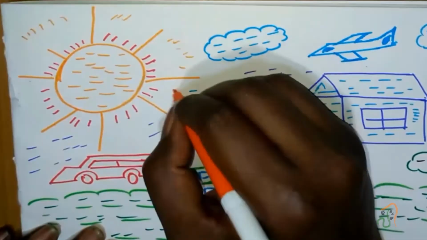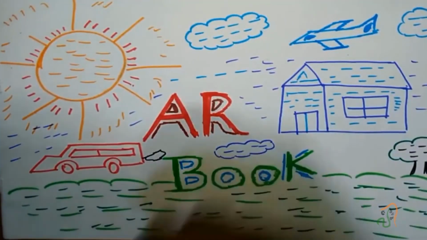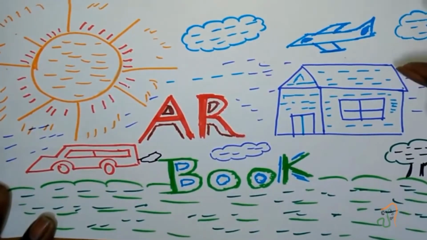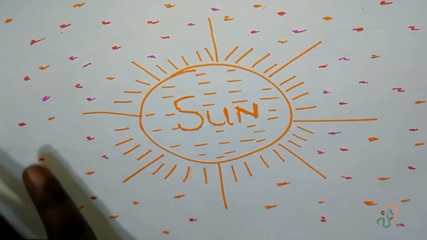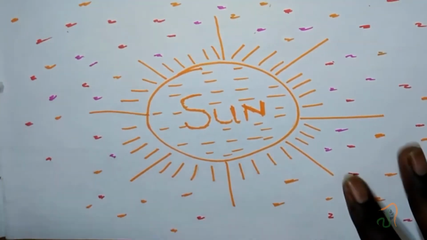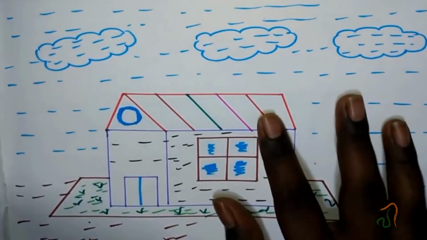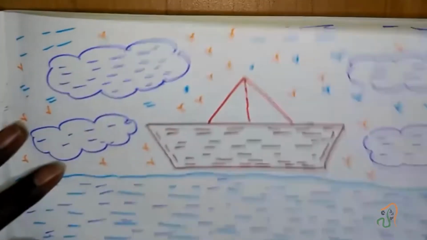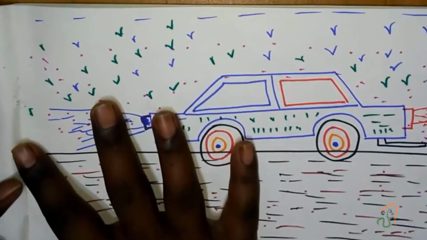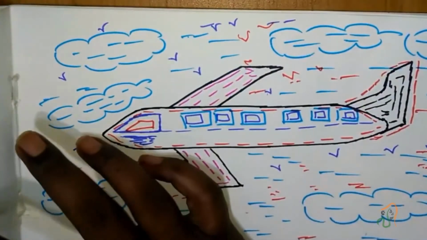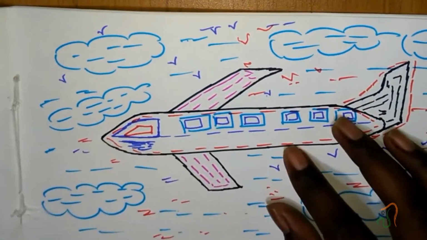So here is our final book that has been created. The first is the cover page. So this is the cover page that has been created. Then the first image we are seeing here is the sun image. Then next when we open it, we are seeing the house image now. Then if we open the page with the ship image, then we see a car image, then a forest image, and finally in the last page we have the aeroplane image.